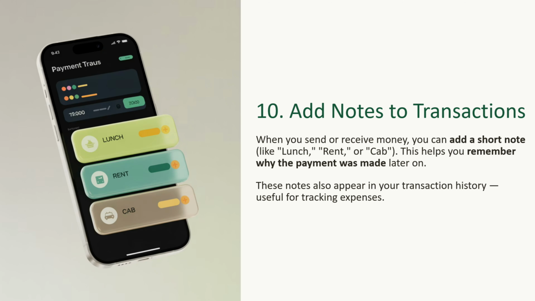10th tip is add notes to transactions. When you send money or receive money, you can add a short note like lunch, rent, or cab. This helps you to remember why the payment was made later on. These notes also appear in your transaction history, which is useful for tracking expenses.